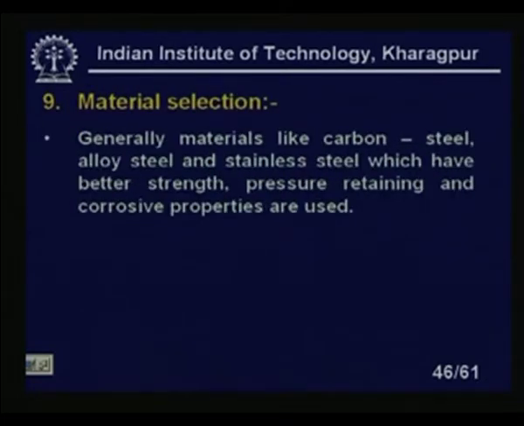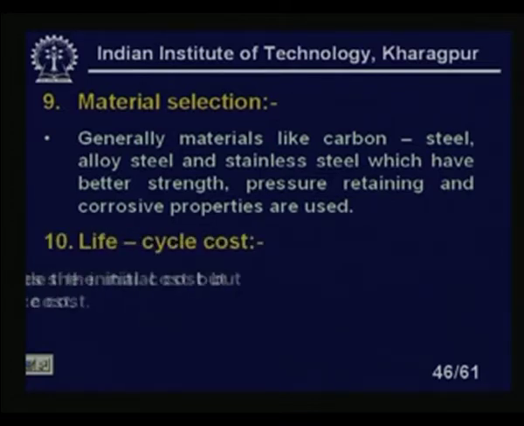Material selection. Generally materials like carbon steel, alloy steel, stainless steel, which have better strength, pressure retaining and corrosion resistant properties, are used. Stainless steel, I earlier also told you, is not very easy to machine. Obviously, stainless steel is also basically a low carbon steel.